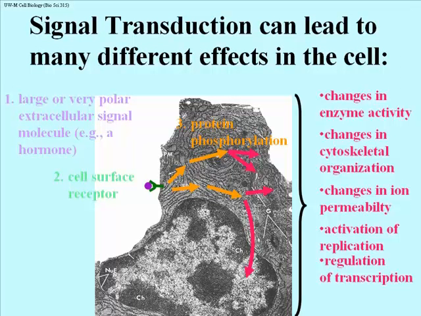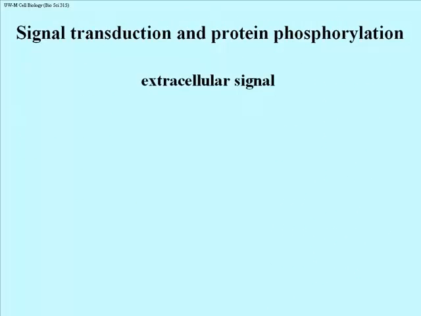of different effects, ranging from, again, changing the activities of still other enzymes, to rearranging cell shape by manipulating the cytoskeleton, to increasing or decreasing ion permeability of cellular membranes, to turning genes on and off, to promoting replication and cell division. This slide summarizes the themes of signal transduction.